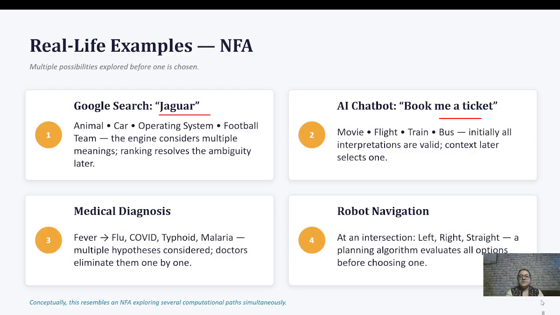Then, medical diagnosis also works in a similar manner. A patient with fever may have many possible causes. So, there can be one symptom for multiple diseases. The doctors consider multiple hypotheses before arriving at the final diagnosis. Then comes robot navigation, which also evaluates several alternative paths before selecting the best route. So, these examples conceptually resemble the behavior of an NFA.